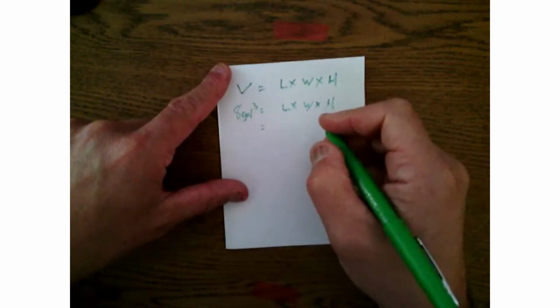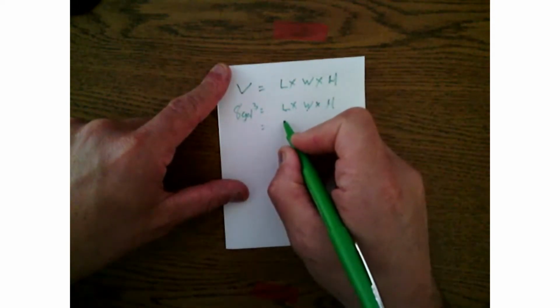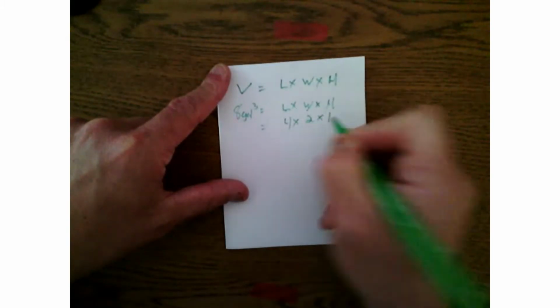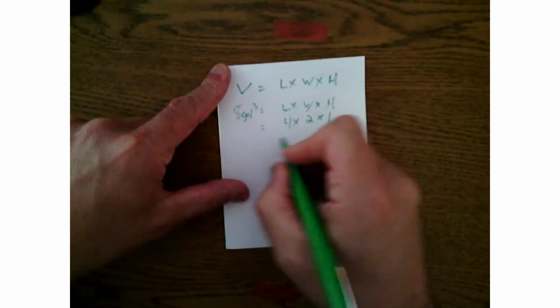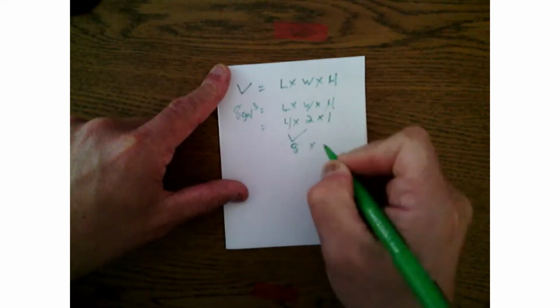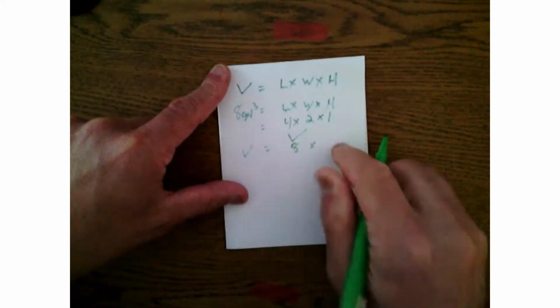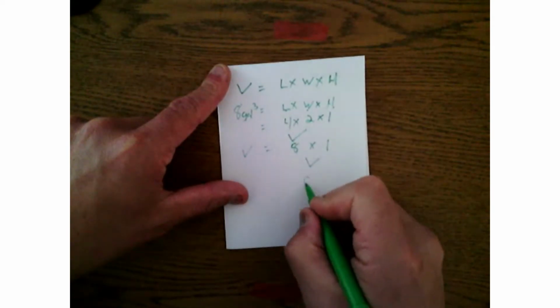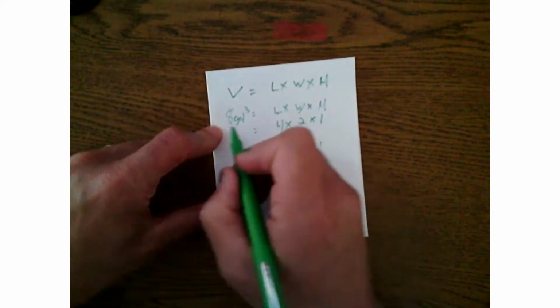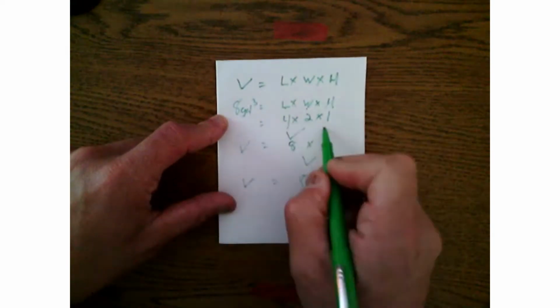I could do 4 times 2 times 1. So it's 4, 2, 1. Because 4 times 2 is 8, volume equals 8 times 1, and 8 times 1 is 8, so volume equals 8. Did I get it to equal 8 gallons? Yeah, I sure did: 4, 2, and 1.